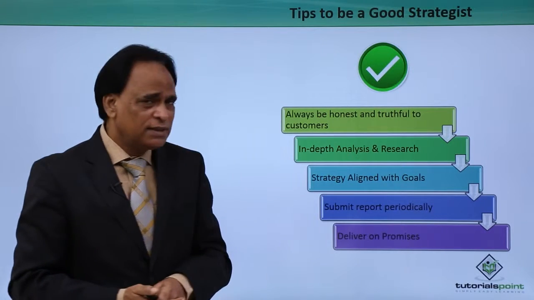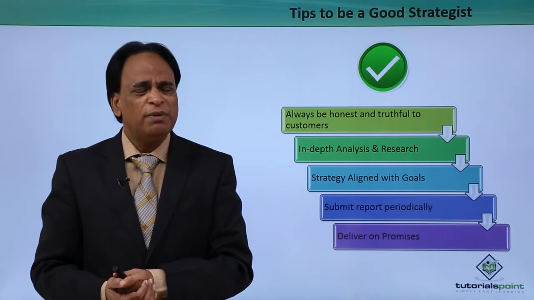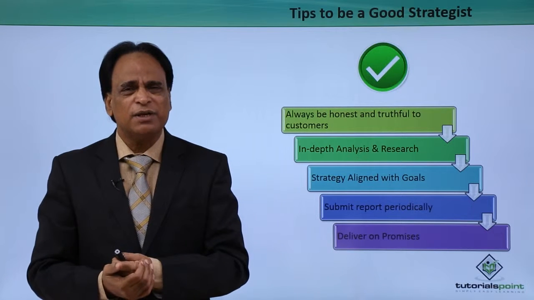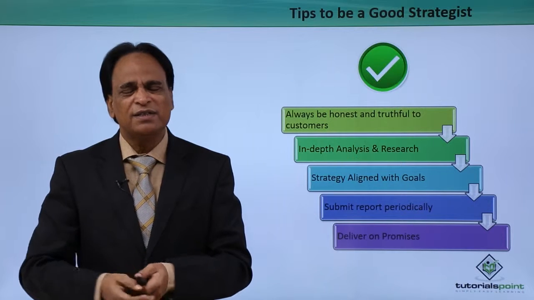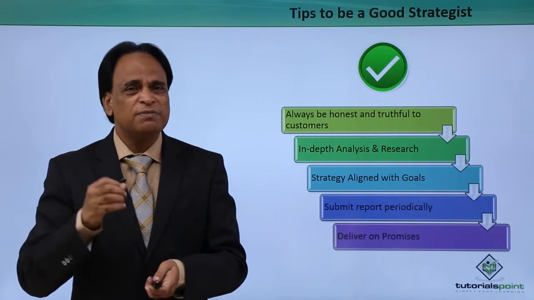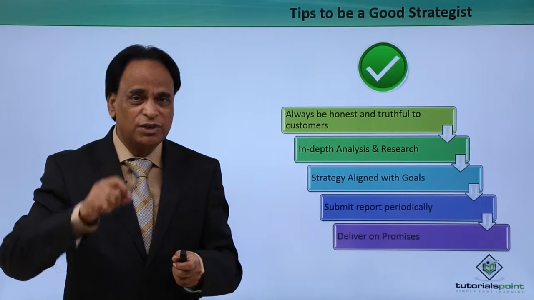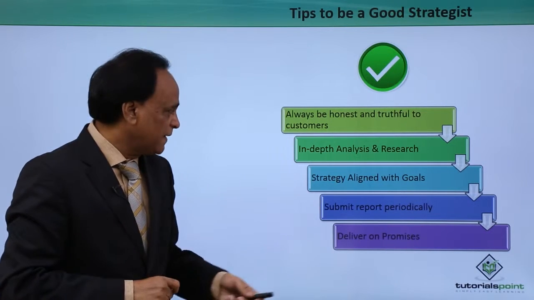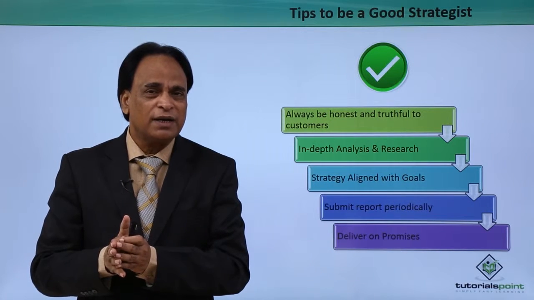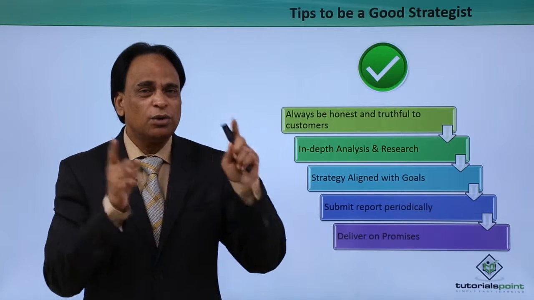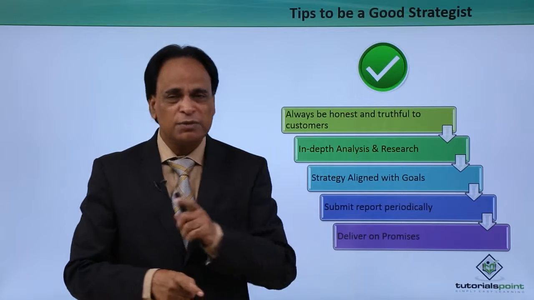Some of the tips that you can think of implementing: always be honest and truthful to the customers. What we normally do is, to get a client and a customer to acquire a business, we say a lot of things, but the most crucial part is, always be honest and truthful to your customers. In-depth analysis and research is something that you need to do effectively and consistently. Strategy aligned with the goals. The strategy that you build for a Twitter marketing campaign has to be aligned with the goals and the objectives of your customer's business.